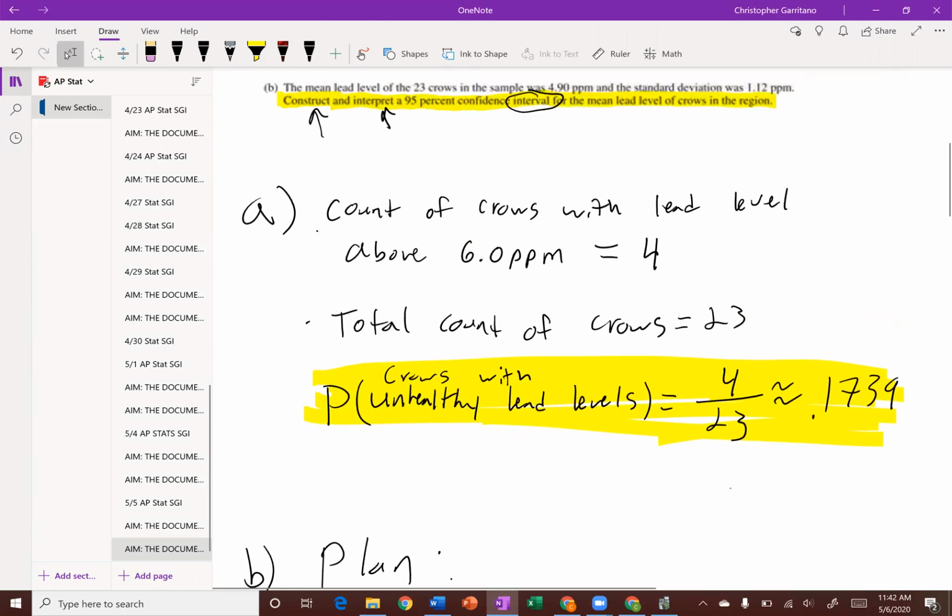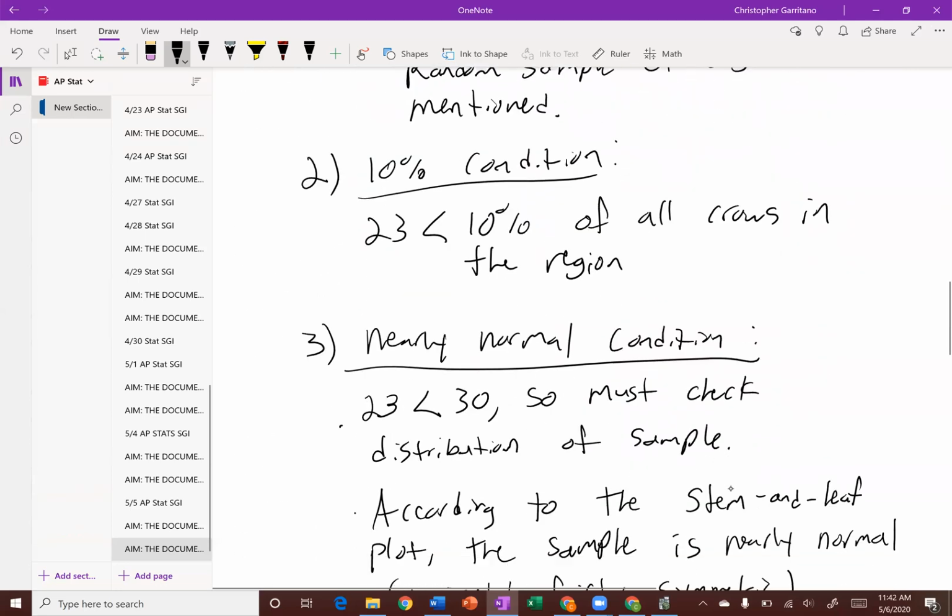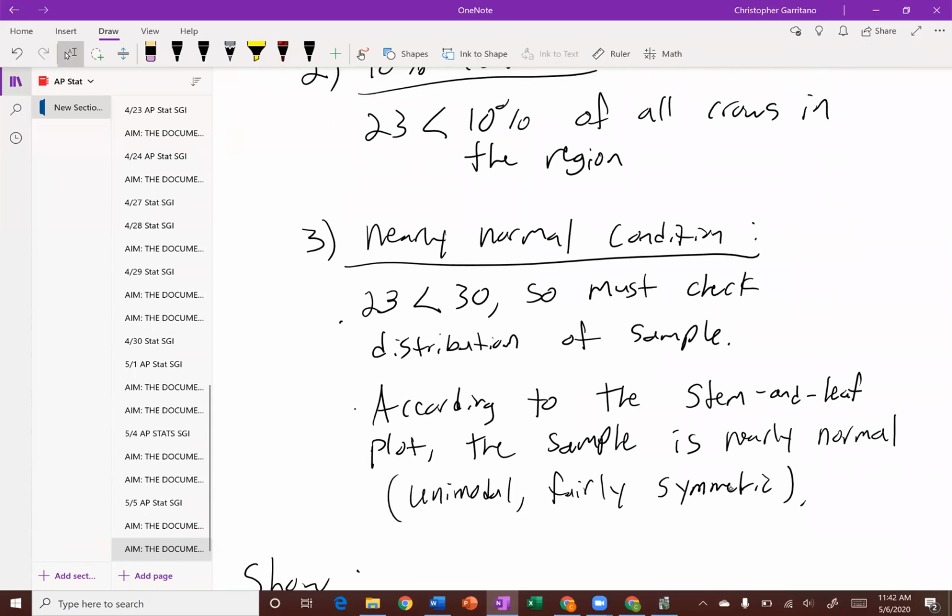Well, the distribution that we were given here, the stem and leaf plot, is the distribution of lead levels of the 23 crows. So it's the distribution of our single sample. And as you can see, it's pretty much unimodal. It's fairly symmetric, and therefore we can say that it is nearly normal. What I wrote specifically is, according to the stem and leaf plot, the sample is nearly normal: unimodal, fairly symmetric. Notice that I am using specific evidence from what was given to me.